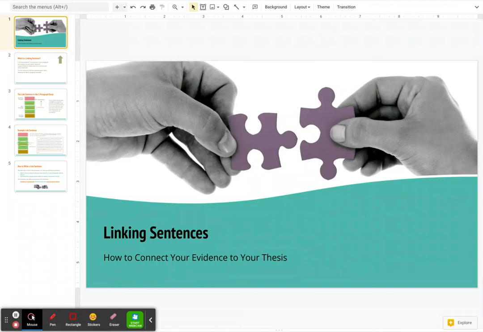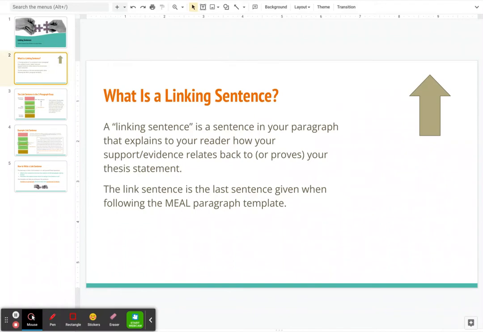Linking sentences. How to connect your evidence to your thesis. So, what is a linking sentence?